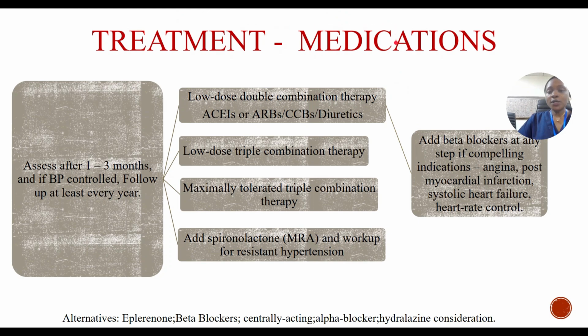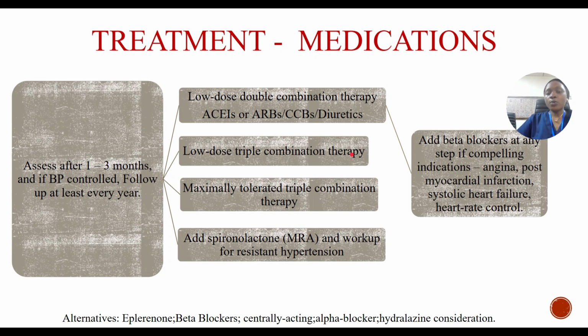This slide is showing the algorithm we can use to guide treatment among our patients with hypertension. We'll start with a low dose double combination therapy, and it can be any of these first line medications as was mentioned earlier. We assess our patients after 1 to 3 months. If the blood pressure is controlled, it's sufficient to follow up at least every year. However, if their blood pressure is not controlled within this 1 to 3 months of follow up, put them on a low dose triple combination therapy.